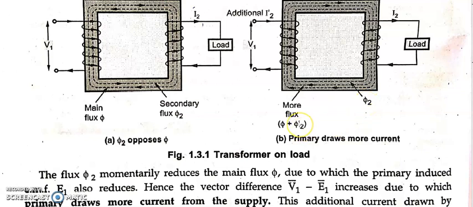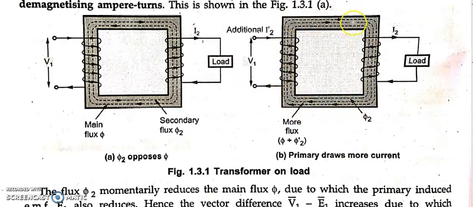As I told you, the magnitudes of phi 2 dash and phi 2 are the same, but they are opposite in nature. So phi 2 dash will cancel out phi 2. So the net flux which remains in the core is just flux phi. Everything happens very fast, very instantaneously. Net flux that remains in the core is ultimately phi, because phi 2 dash opposes phi 2, and both get cancelled out.